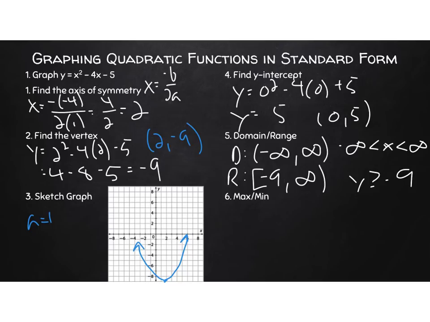In this case, since our parabola is concave up, we then have a minimum at y equals negative 9. So if you notice, looking at this again, our minimum value, our range value, all happens to be the same as the y value of our vertex. So it's super important to identify that properly.